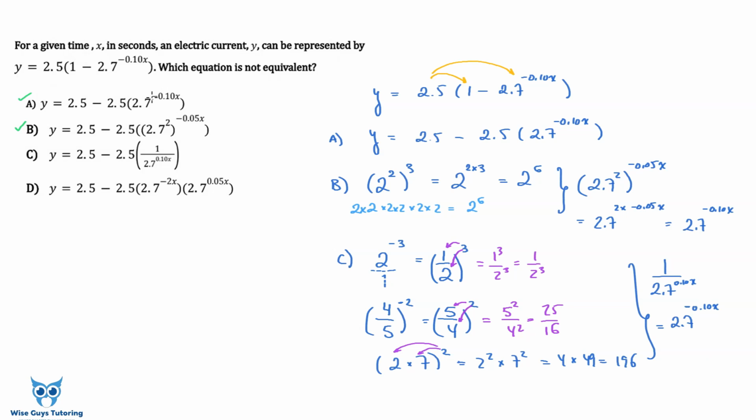So in fact, minus 0.10x is the same as 1 over 2.7 to the 0.10x. So the negative exponent means go downstairs. It means flip your base, invert your base. Okay, so C is also safe. Obviously D is the culprit, but let's see why. This is the property we're going to discuss now.